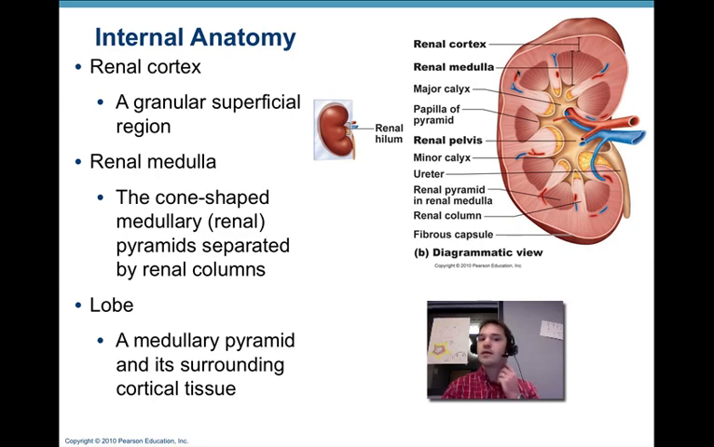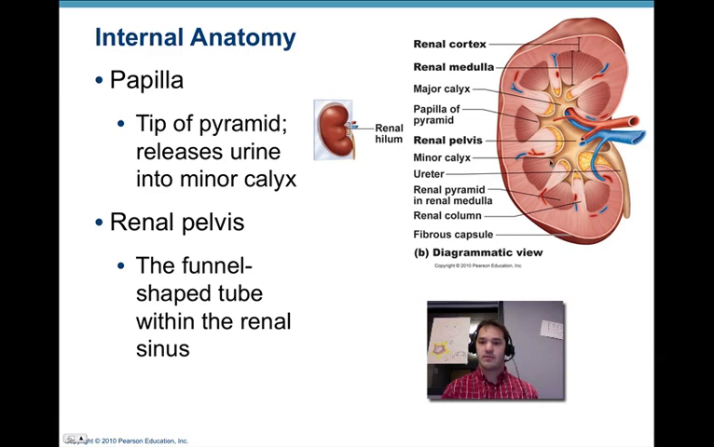So in gross anatomy, we've got the renal cortex, this layer like so, the renal medulla, that's made up of these cone-shaped pyramids here, and the renal medulla also consists of these renal columns. A lobe is a medullary pyramid and its surrounding cortical tissue. So this pyramid and the cortical tissue. So this is a lobe right here.